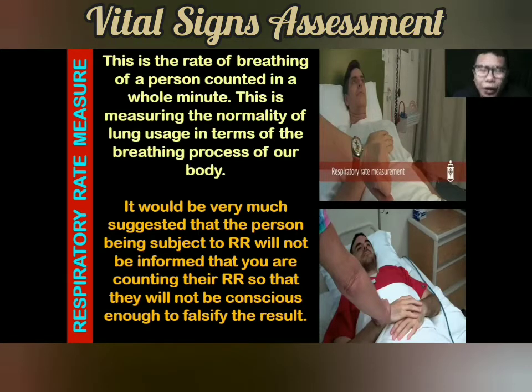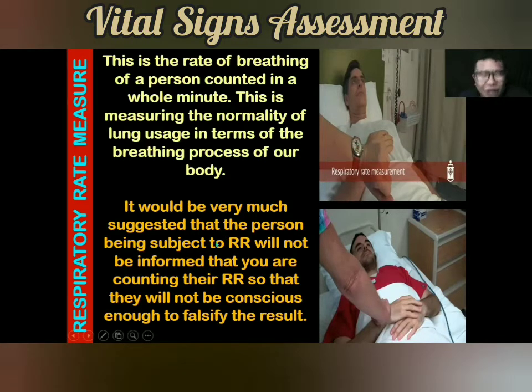Okay? When you breathe in, the chest rises and the chest falls. One rise and fall of the chest because of breathing is called a respiration. Okay? So you will count all those respirations in a period of 1 minute.